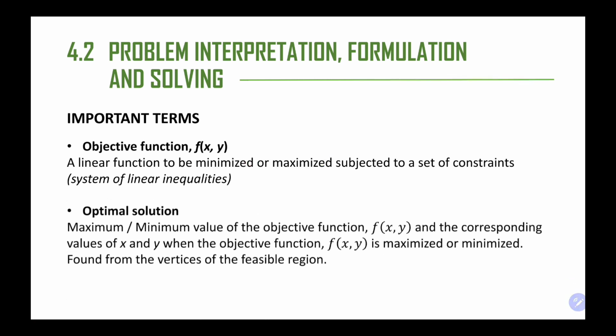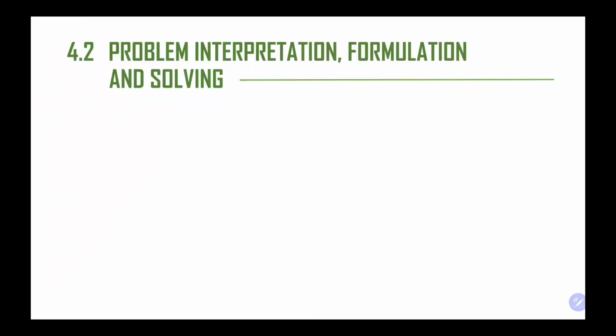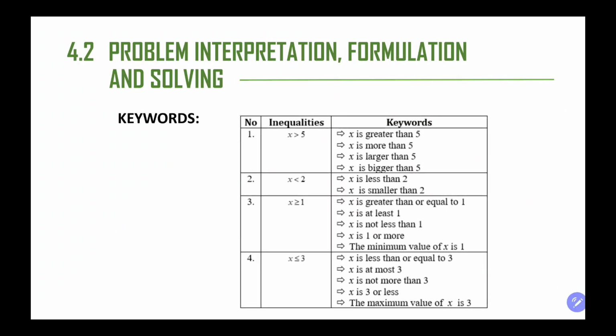Next is optimal solution. Optimal solution means we find maximum or minimum value based on our objective function. We found it from the vertices of the feasible region. And these keywords can help you change from statement to inequalities sign.